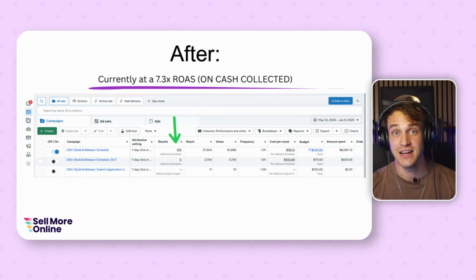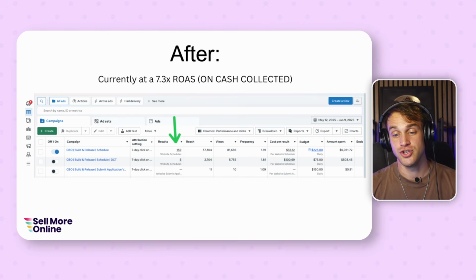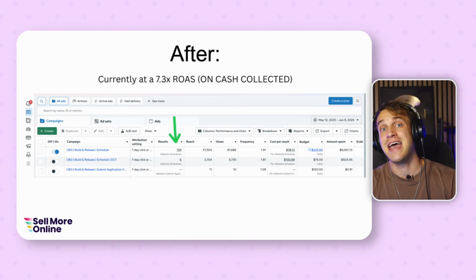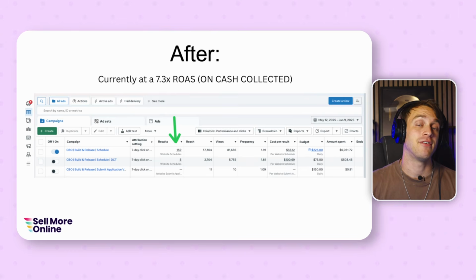We were at a 7.3x ROAS on cash collected. So cash collected in a 30-day period. Cash collected up front, not LTV ROAS or contract value ROAS. By the way, this screenshot was taken on June 9th. This campaign ran until the end of August, and we got about 500 calls booked.